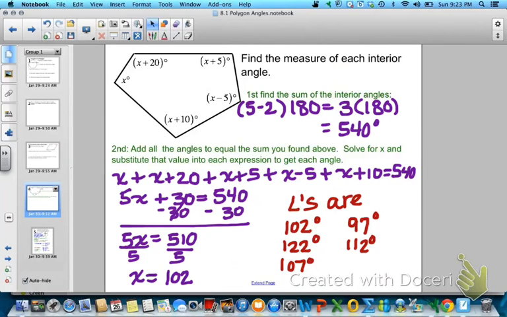All right, that's going to wrap it up for just giving you some examples on how to use the sum of the interior angles and exterior angles of a polygon. Feel free to keep watching this video as you need to give you some help.